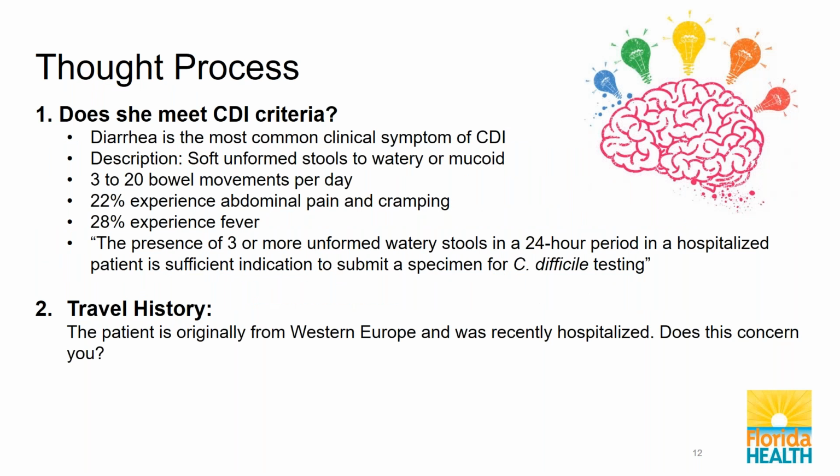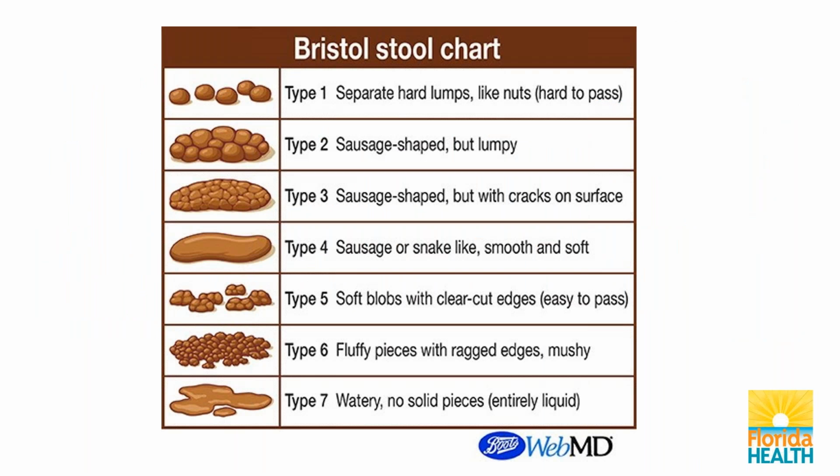Okay, so the Bristol stool chart. We need to be familiar with this chart. It is a beautiful chart which really gives you detailed drawings of what is an acceptable specimen to submit to the lab. So of types 1 through 7, which type is acceptable to submit to the lab? I just need a number. For C. diff testing.